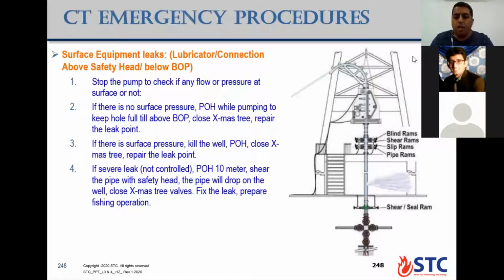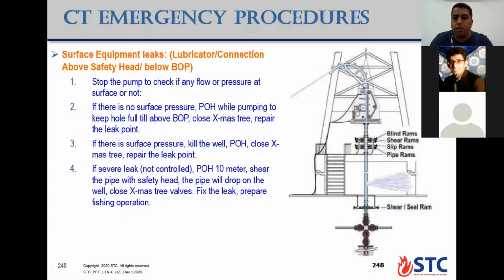Another situation that can happen during operation: surface equipment leaks. As you see here, there is a leak in the lubricators above the shear seal and below the quad BOP. So the lubricator connection is above the safety head and below the BOP. So you have some sequence to do. First, you need to stop the pump to check if there is any flow or pressure at the surface or not. Okay, you slow down or stop the pump.